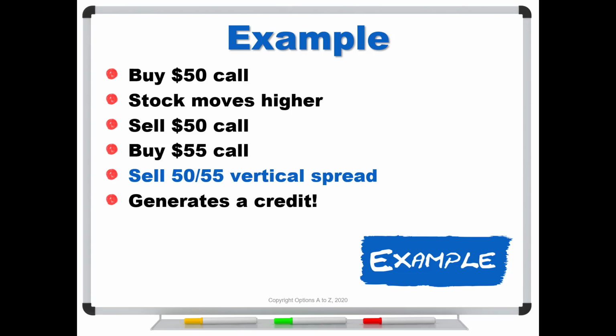Now, sometimes new traders look at this and they say, hey, wait a minute, if I bought the $50 call and then I turn around and sell a 50-55 vertical spread, don't I have two positions in my account now? Well, it looks like you will, but the trick is that when we sell this 50 call, that's going to be a closing transaction, and when we buy the 55, it's going to be opening. And so those $50 calls are going to cancel out.